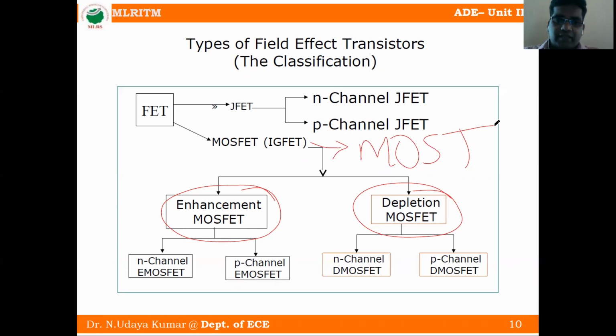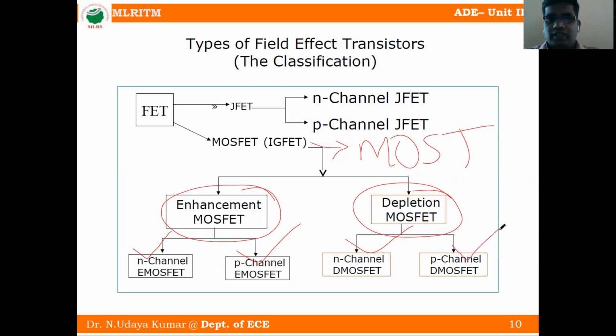So enhancement MOSFET can be categorized into N-channel enhancement MOSFET and P-channel enhancement MOSFET. Similarly, depletion MOSFET can be categorized into two types: N-channel depletion MOSFET and P-channel depletion MOSFET.